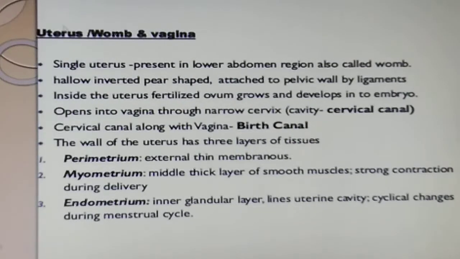Now students, talking about the uterus or womb, we can say, and vagina. The female body has a single uterus that is present in the lower abdomen region, and it is also called the womb. It is a hollow, inverted pear kind of shape. Take an inverted pear shape, it is attached to the pelvic wall by ligaments. And students, inside the uterus, the fertilized ovum grows and develops into an embryo. The fusion of male and female gametes is said to be fertilization.